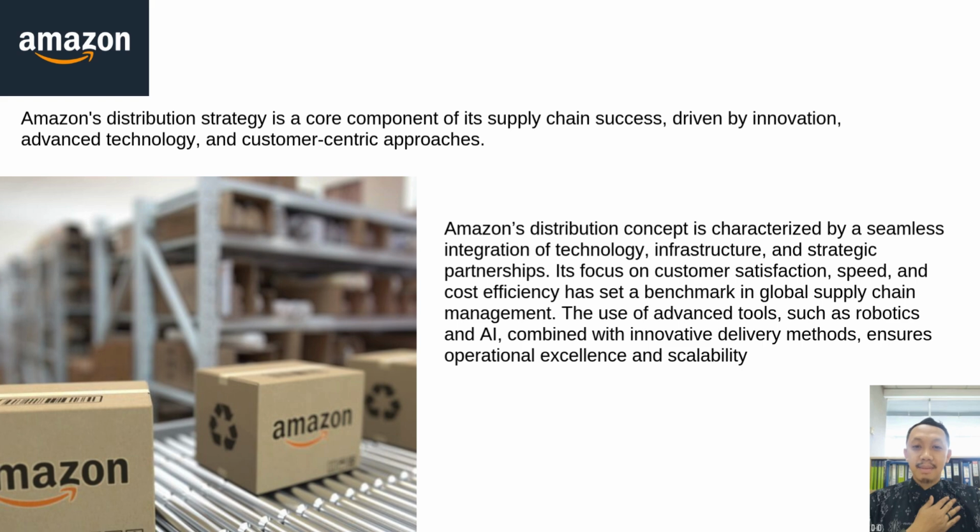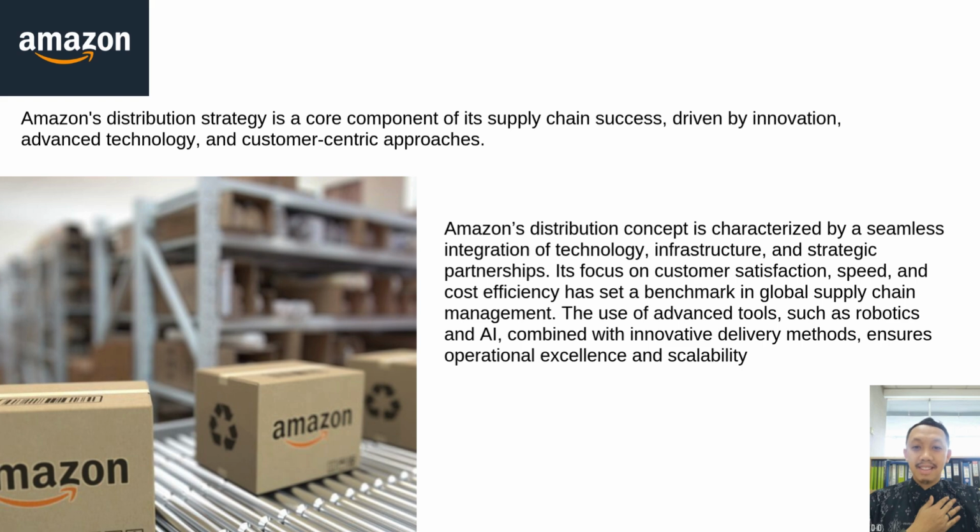Slide 15. Amazon's distribution strategy is a core component of its supply chain success, driven by innovation, advanced technology, and customer-centric approaches. Key aspects of Amazon's distribution concept are: 1. Fulfillment centers, central hubs for storing, packing, and shipping products. The features are highly automated processes using robotics for picking and packing, strategically located near major markets to ensure quick delivery times. 2. Last-mile delivery, the final leg of the delivery journey from a local hub to the customer.